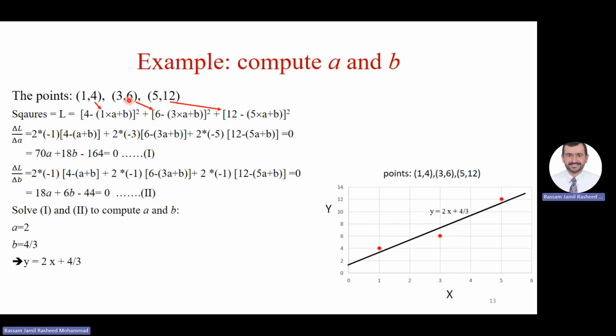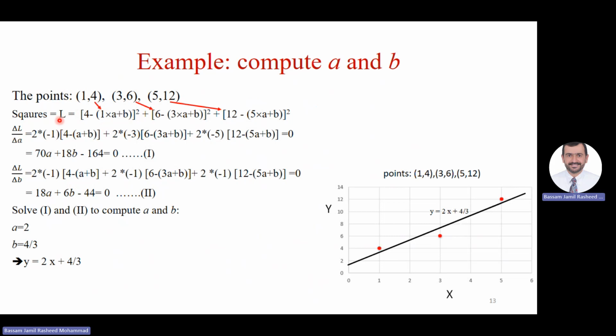Let's go to the second point. 6, because the y coordinate is 6, minus 3 times a plus b, because the x coordinate is 3. Square that. Plus 12, because for the third point the y coordinate is 12, minus 5 times a plus b. Square that. So now this is my cost function, my loss function, my sum of squares.